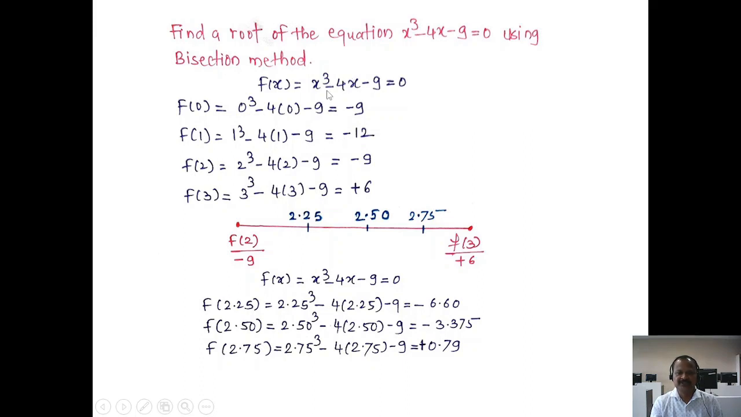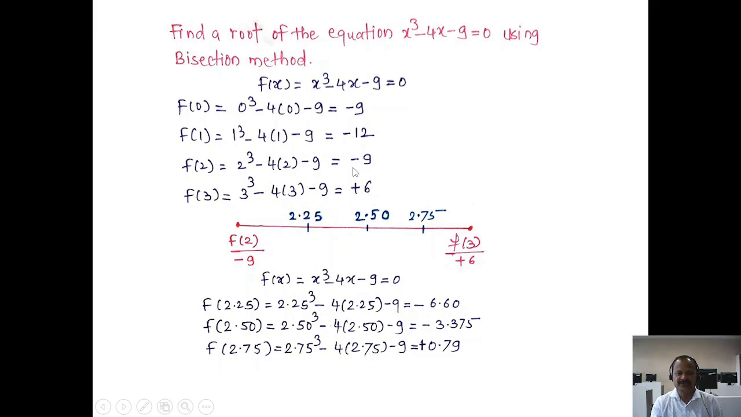Then you can put x is equal to 2 in this equation. So f of 2 is equal to 2 cube minus 4 into 2 minus 9 is equal to minus 9. Again this is a negative value. Now you can put x is equal to 3 in the above equation. So the equation is like this: 3 cube minus 4 into 3 minus 9 is equal to plus 6. Now the answer is positive.